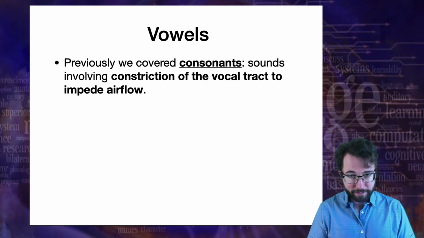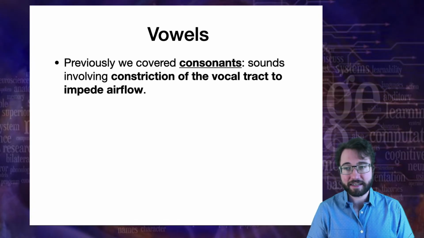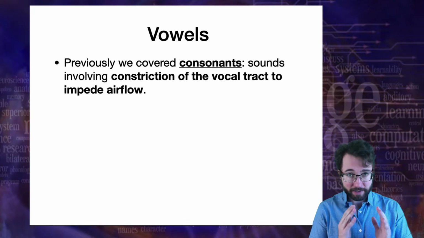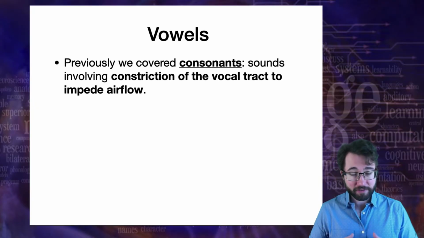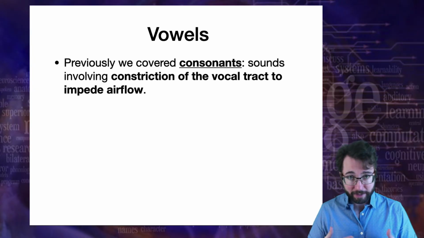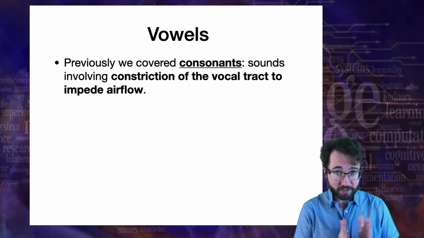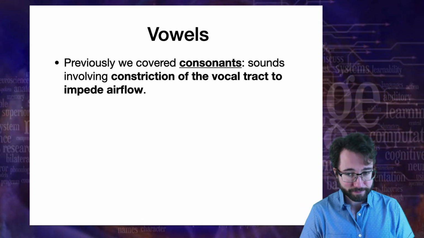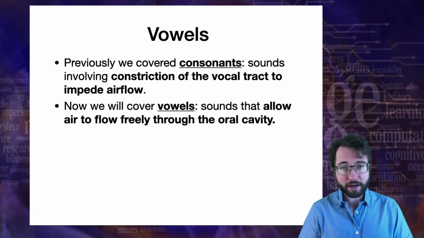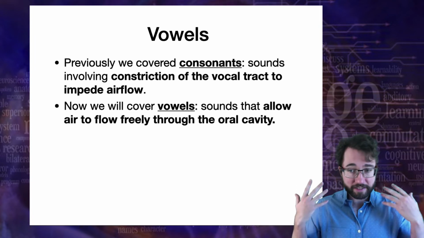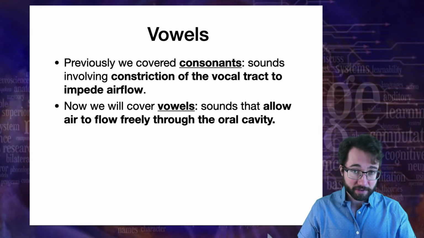We defined consonants as sounds that involve constriction of the vocal tract to impede airflow. So in stops, we impeded airflow by completely blocking it. In fricatives, we impeded airflow by creating friction. In approximants, we impeded airflow simply by constricting enough to create some impedance. Now we'll look at vowels. Vowels are sounds that allow the air to flow freely through the oral cavity or the nasal cavity.